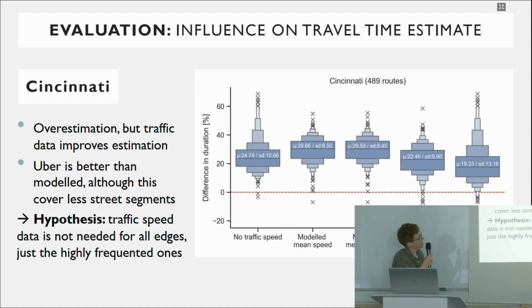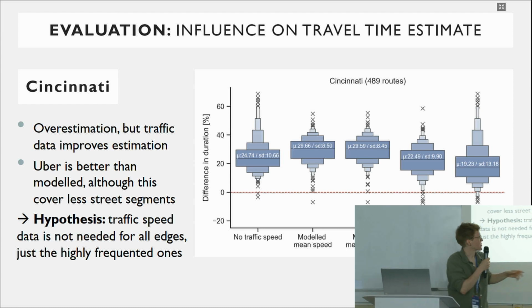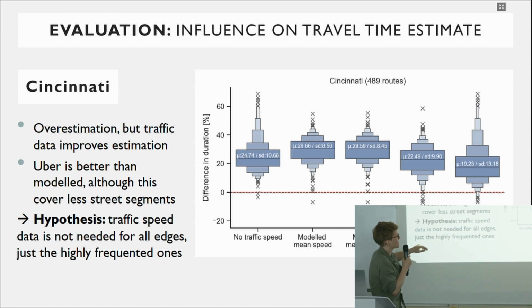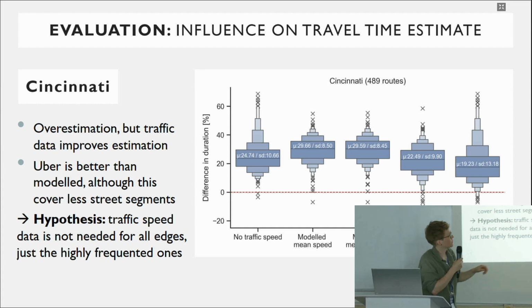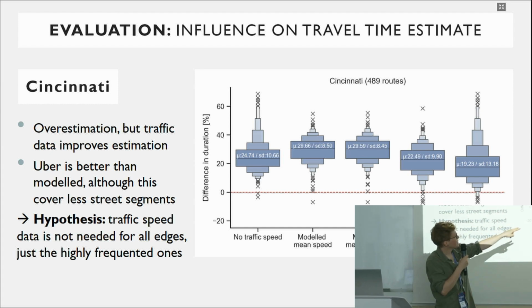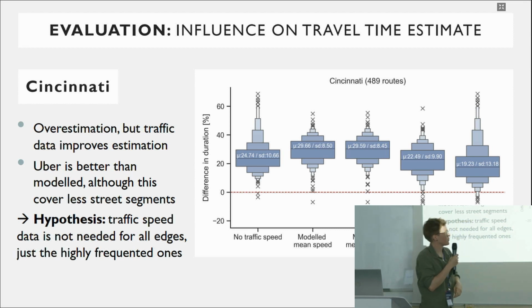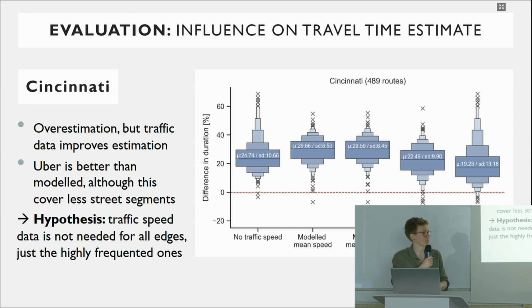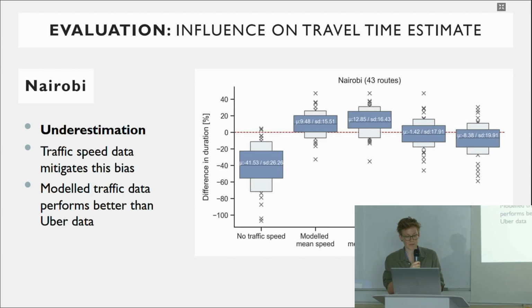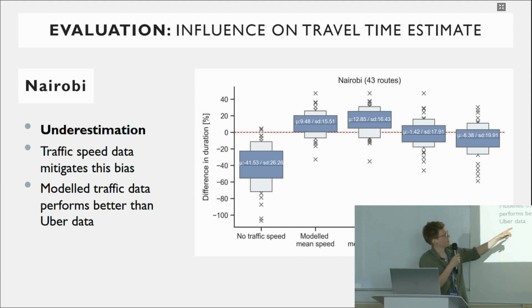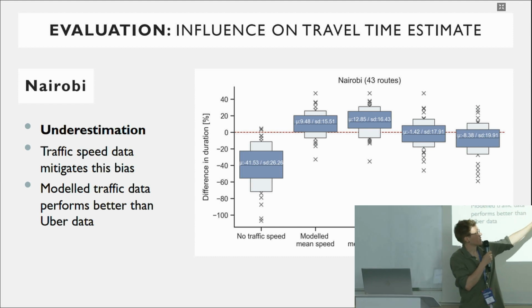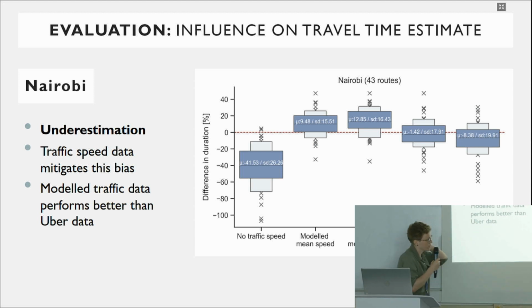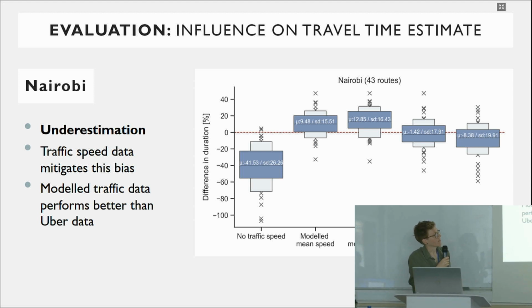Then for Cincinnati, things are actually becoming more hopeful. So it was not all for nothing. We do have an overestimation again if we don't use any model speed data. With the model data, it does not improve at first, but if we use the 85th percentile speed, it does improve a little bit. And using the raw data, it does improve considerably. For Nairobi, we at first have an underestimation, and then we improve things a lot, and even using the model data or the Uber data gets a big improvement.